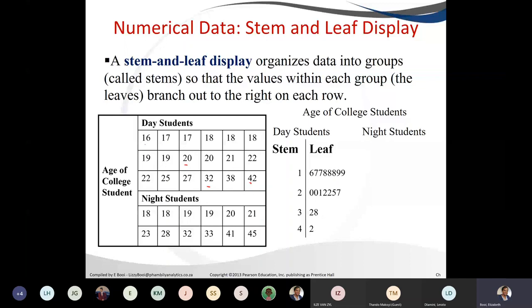When you read a stem and leaf plot, this is where the challenge comes, because sometimes in the exam, they might ask you to tell them what is the lowest value.